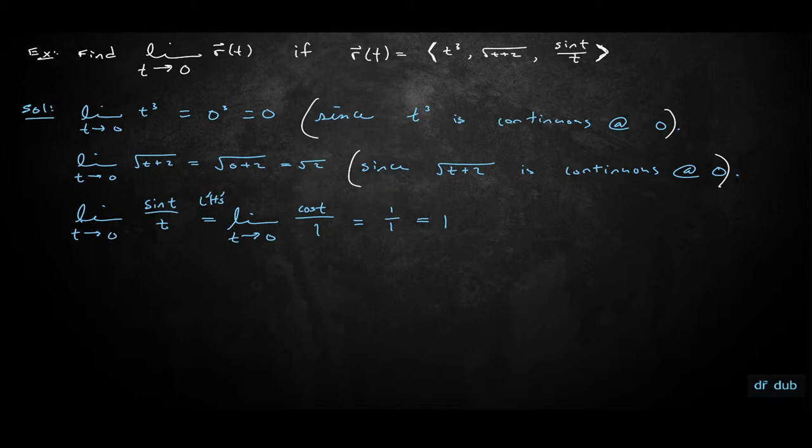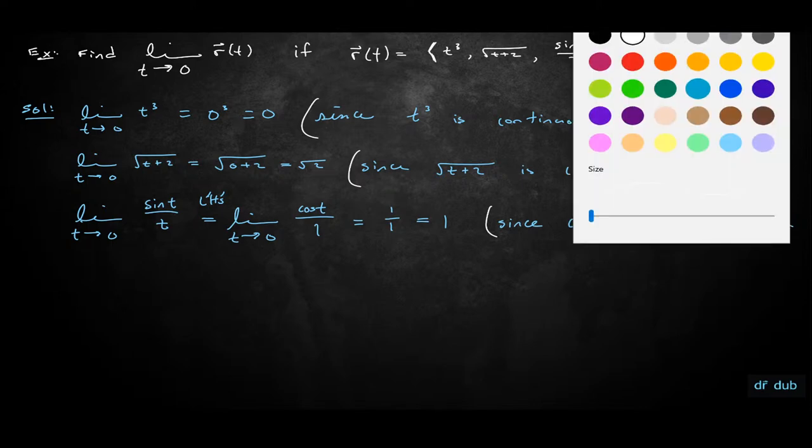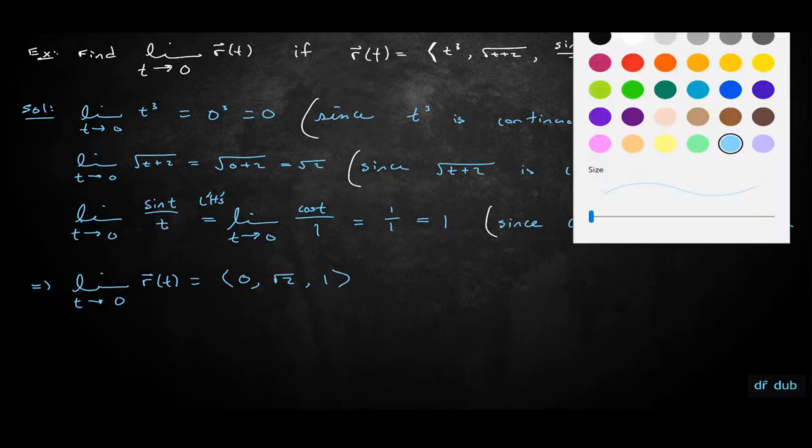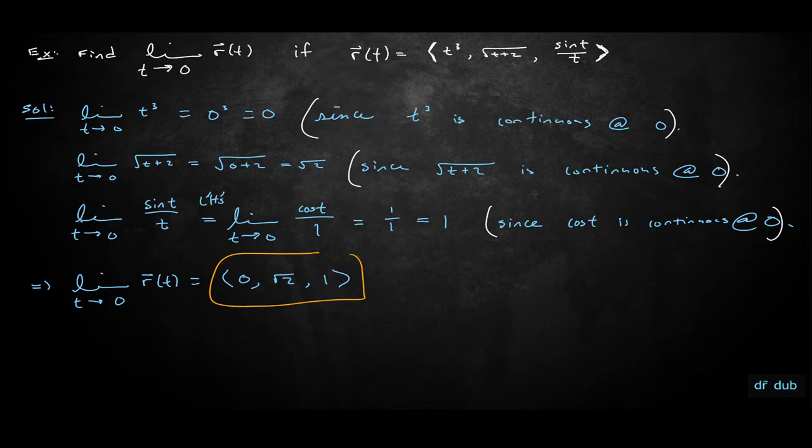And we could again say since cosine of t is continuous at 0, we can just plug it in. And so that tells us the limit as t goes to 0 of R of t is equal to 0, square root of 2, 1. And that's our answer. Any questions so far?